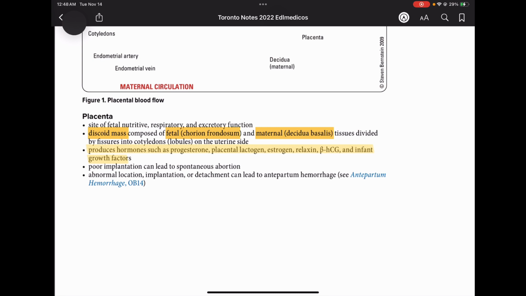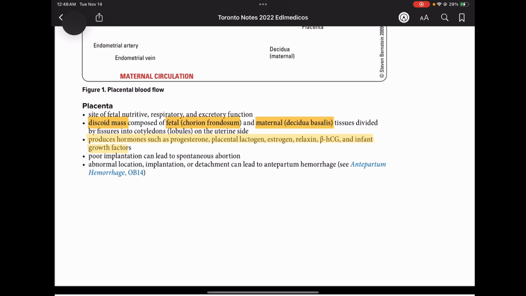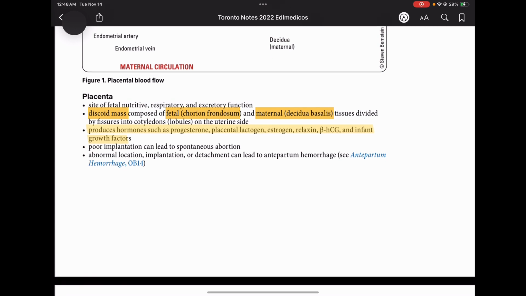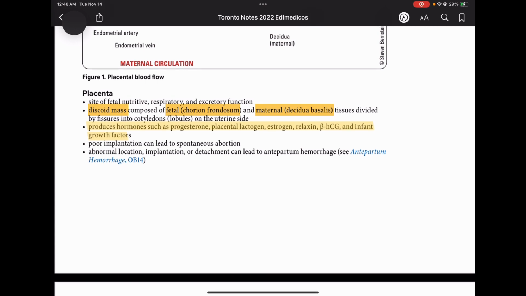Placenta is a site for fetal nutritive, respiratory, and excretory function. It is a discoid mass composed of fetal tissue, which is chorion frondosum, and maternal decidua basalis tissue, and it is divided by fissures into cotyledons, which are the lobules on the uterine side on the maternal circulation.